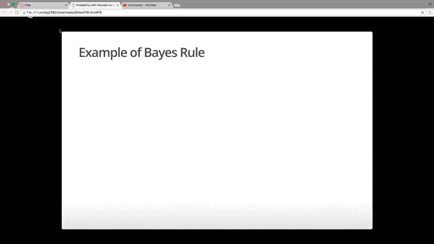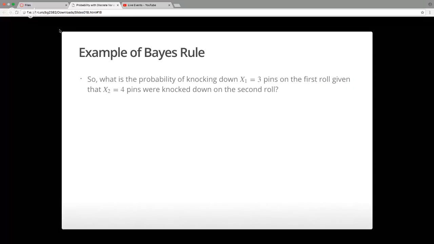All right. Example of Bayes' rule. What's the probability of knocking down 3 pins on the first roll, given that 4 pins were knocked down on the second roll? So imagine you walk into a bowling alley, you hear someone say, I knocked down 4 pins on my second roll, but you don't see what happened on the first roll. It's like missing data or whatever. What's the conditional probability of knocking down x1 equal 3 pins on the first roll, given that the person who you assume to be honest told you that they knocked down 4 pins on the second roll? How would we evaluate that?